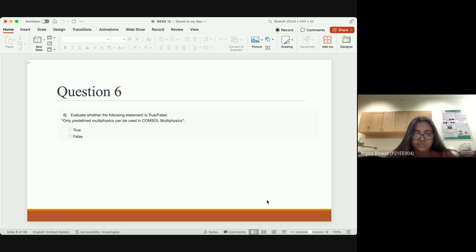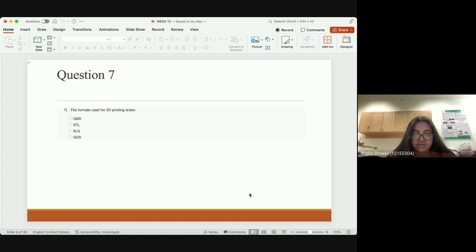So next, moving to question number 6. Evaluate whether the following statement is true or false. The statement is: only predefined multiphysics can be used in COMSOL Multiphysics. So is this true or false? So the right option is option B. It is false.